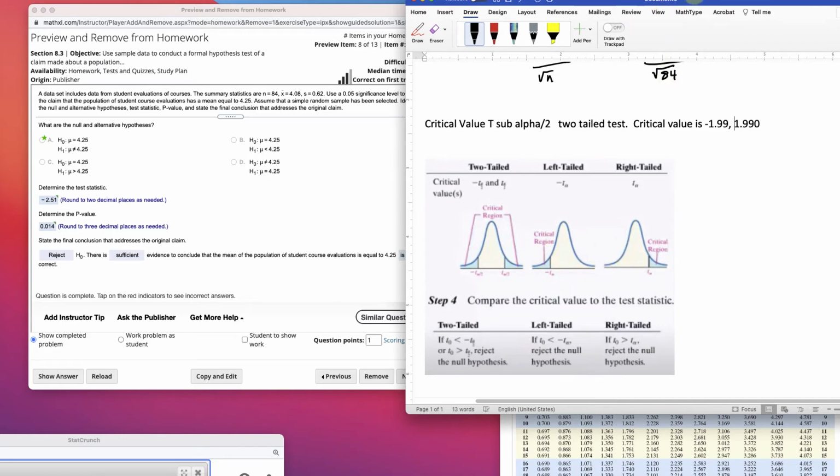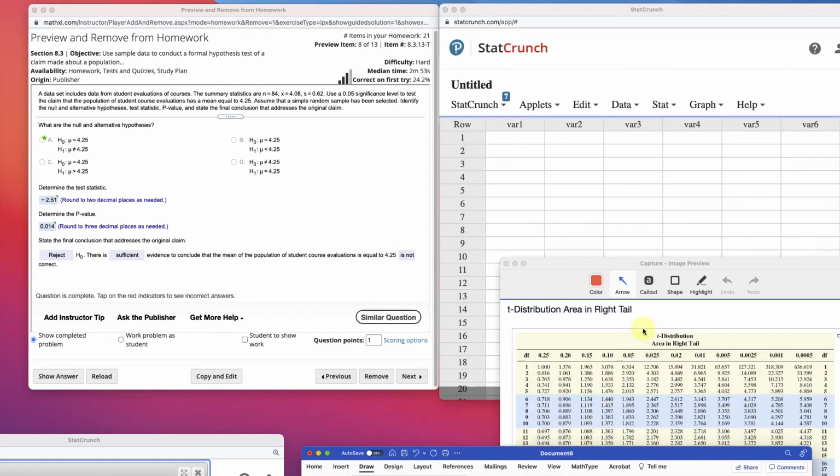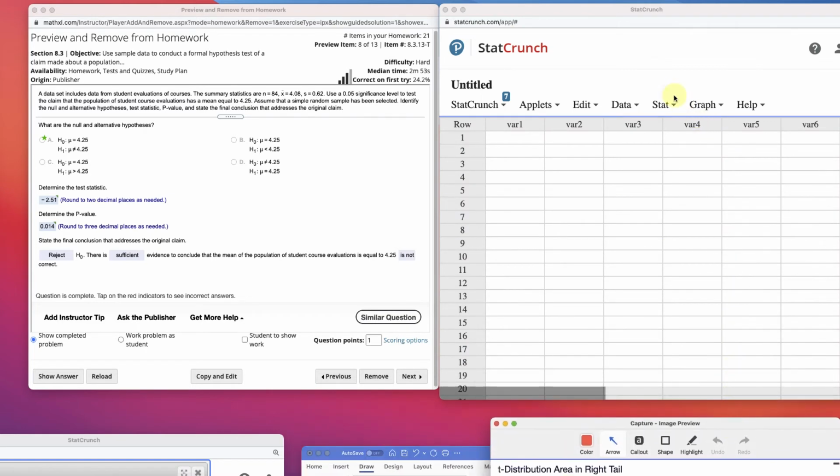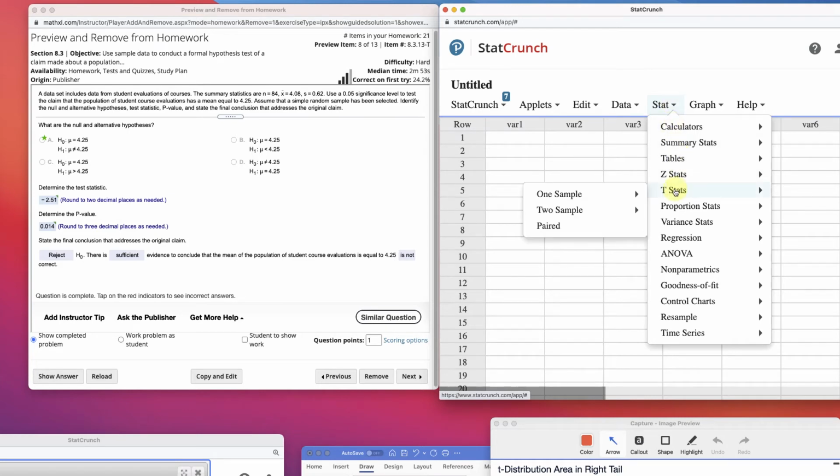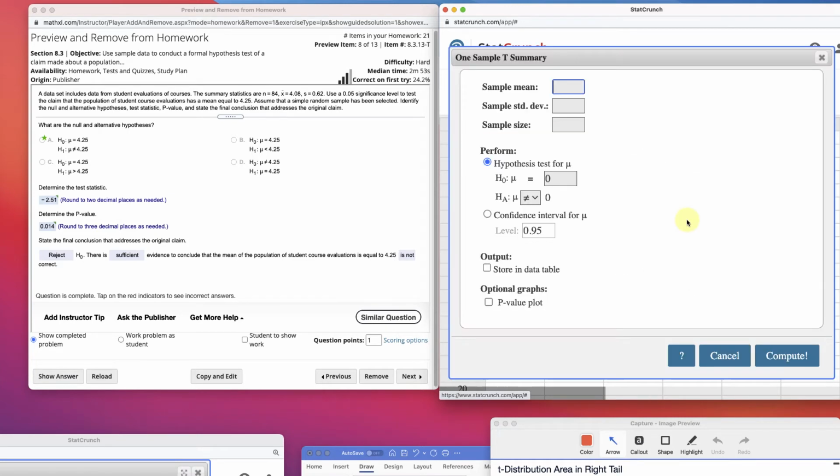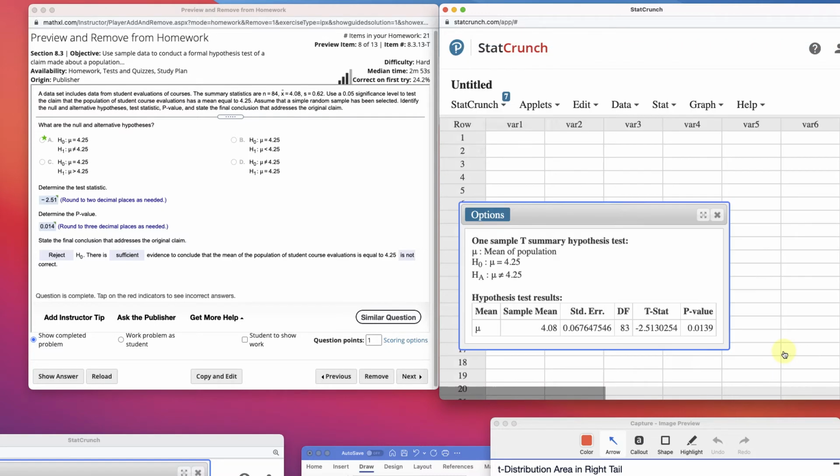Now let's just confirm this using StatCrunch. How I would do that, again, you know how to find the t-stats, one sample with summary. That's how you're going to find the t-statistic. We already did it, but since it's quick, I'll do it quick. 4.08, 0.62, 84, 4.25, not equal to. Compute.